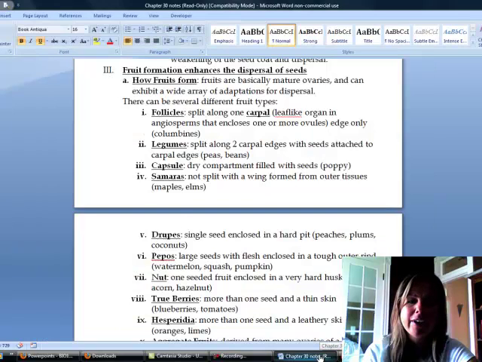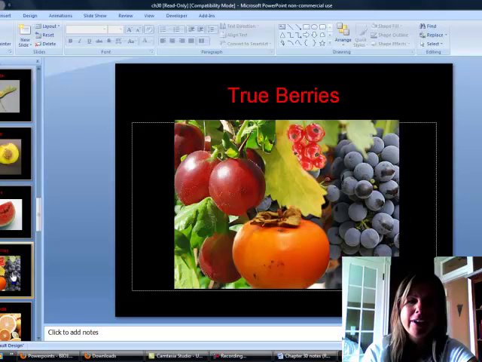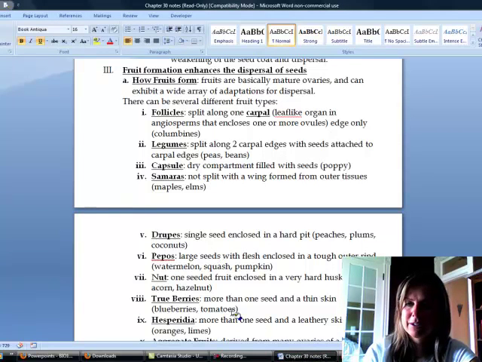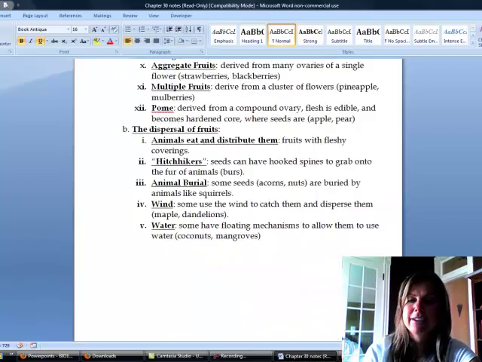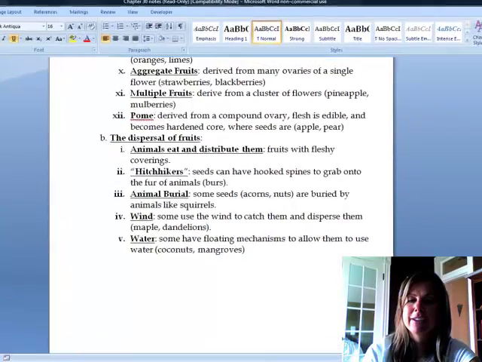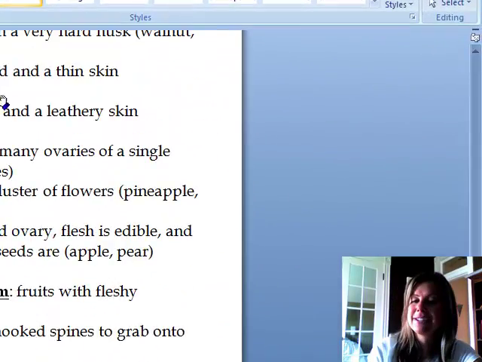And the next one is going to be a true berry. These are all examples of true berries right here. And what's going to make a true berry is that they're going to have more than one seed. Whoops, sorry, I went a little bit too fast there. And a thin skin. So think about blueberries or tomatoes.